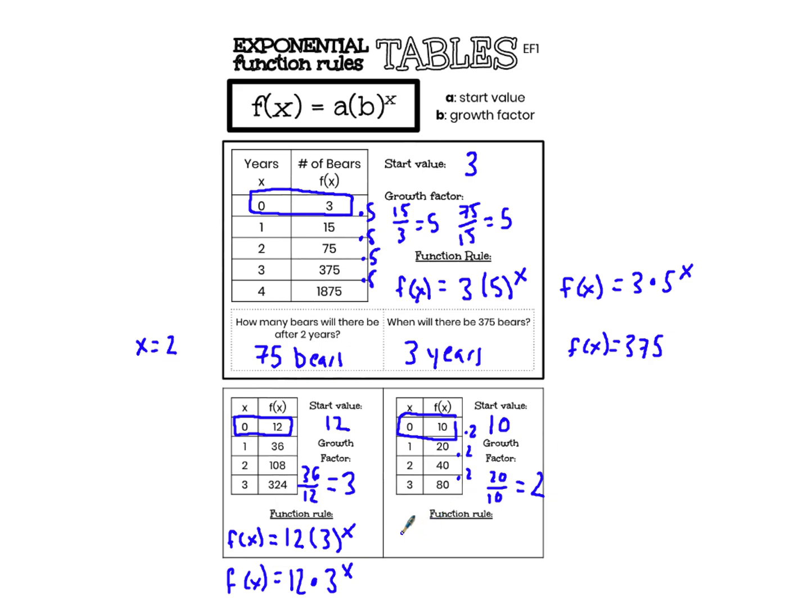I'm now able to write my function rule. F of x equals my start value of 10 times my growth factor 2 to the x. So I can use parentheses around the base, or I can write 10 dot, meaning times, 2 to the x power.